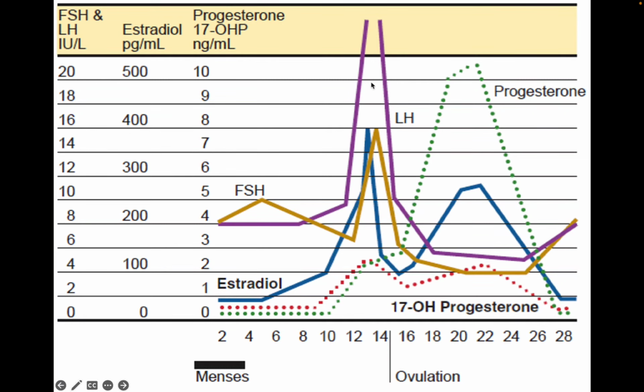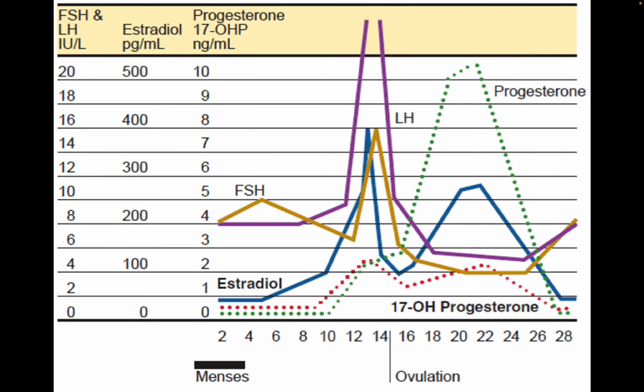This LH surge, with the violet one, will lead to that follicle becoming the corpus luteum, and that corpus luteum will secrete progesterone, which, if pregnancy happens, is responsible for luteal phase support in the pregnancy. So this is what is happening in a normal woman when ovulation is happening because of the increase in FSH and the LH surge. But what happens in a woman with polycystic ovarian syndrome?